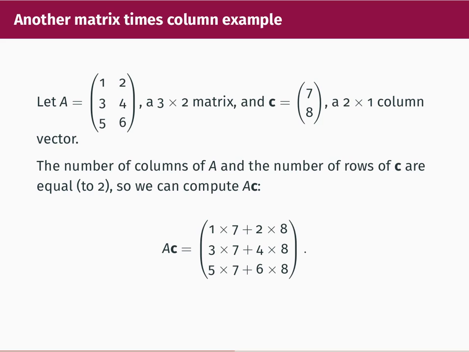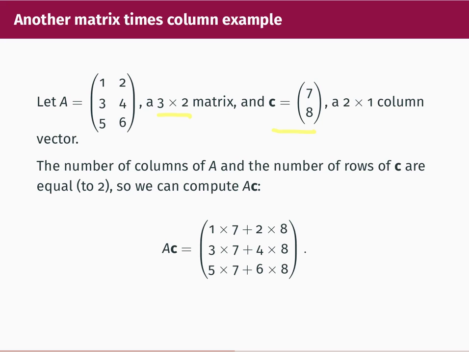Let's do another example where it's a little more complex. So we'll take this time A to be the 3 by 2 matrix whose rows are 1, 2, 3, 4, 5 and 6. And we will take C to be the height 2 column vector whose entries are 7 and 8. So again, the number of columns in A is 2.